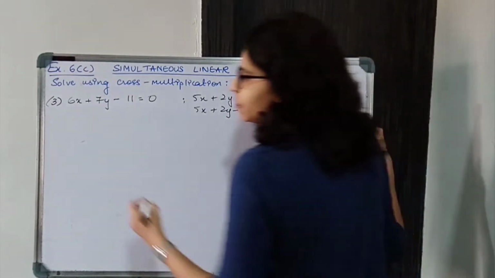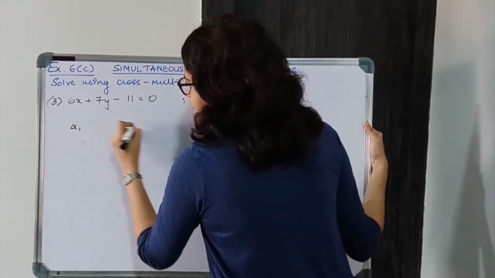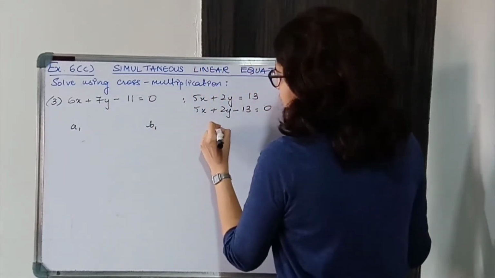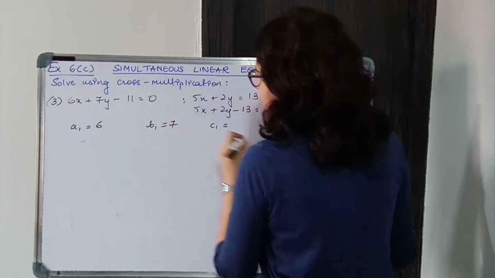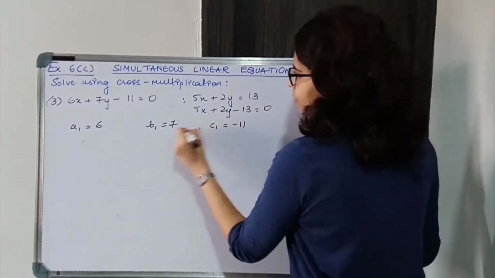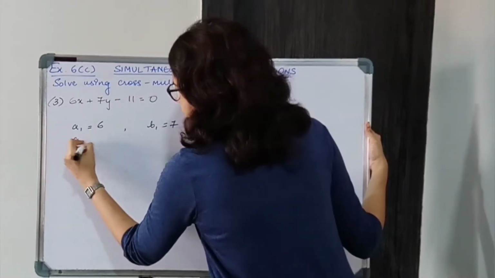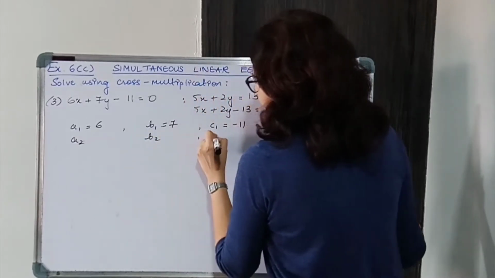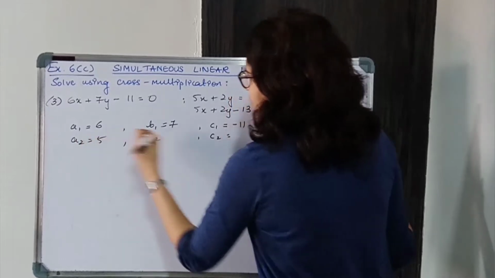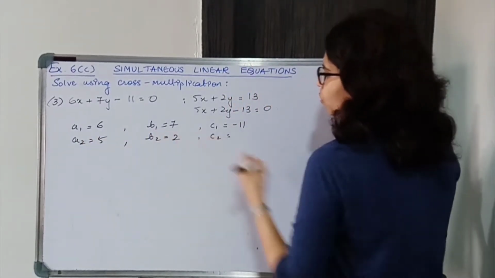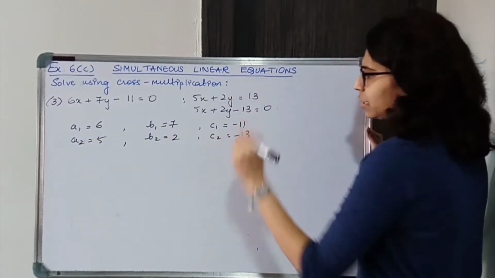Now second step, we'll write down the values of a, b and c. a1 is 6, b1 is 7, c1 is minus 11. Now a2, b2 and c2. a2 is 5, b2 is 2 and c2 is minus 13.